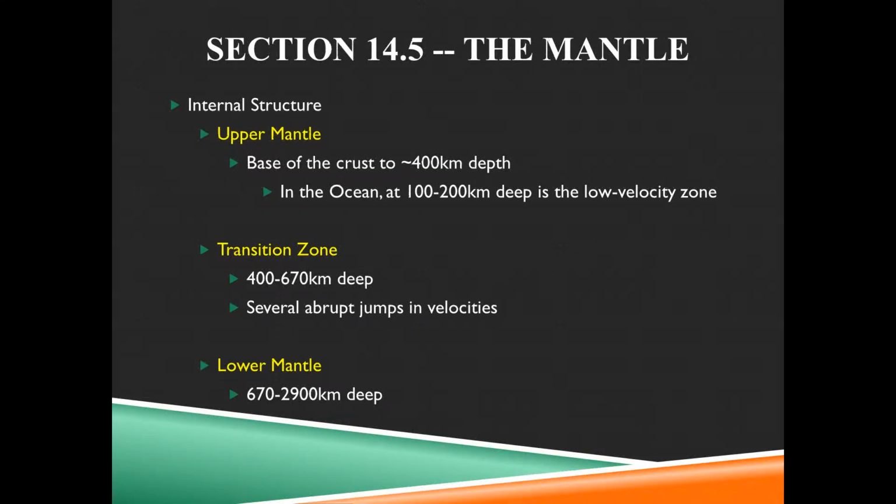So that was the crust. Next thing down is the mantle. The internal structure of the mantle is basically the upper mantle, a transition zone, and the lower mantle. Or sometimes the transition zone gets lumped in with the upper mantle as the bottom of it. But generally speaking, the upper mantle is from the base of the crust down to 400 kilometers, where it changes into transition zone.